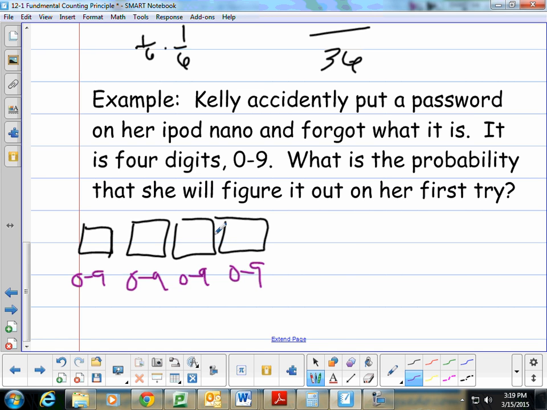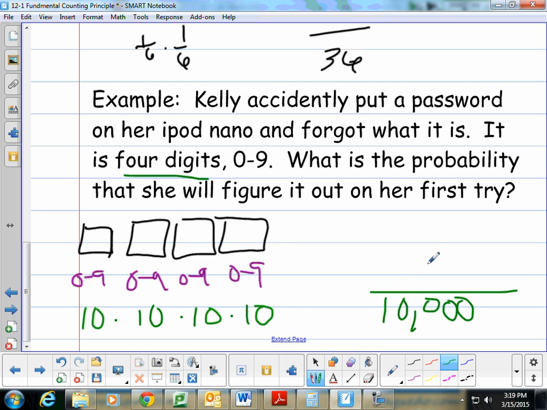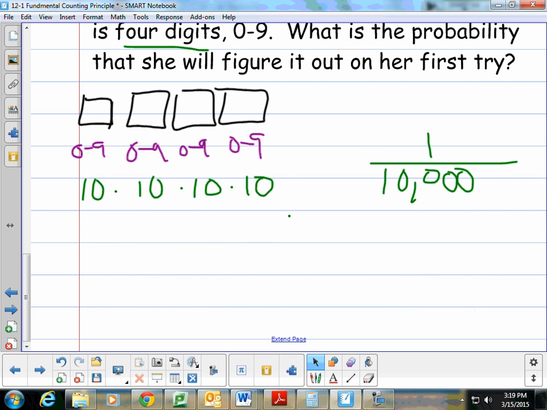But if she's going to do this on her first try, we have to think, well, how many different options are there for her to choose? 0 through 9 is 10 digits. So she has a 10-digit option for every single digit in the 4-digit password. So we do 10 times 10 times 10 times 10, 4 times, and we get 10,000. Well, there's only one password that's correct, so she has a 1 out of 10,000 chance to end up with the right password on her very first try.